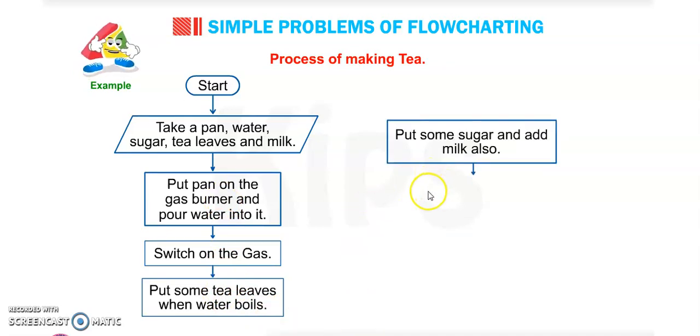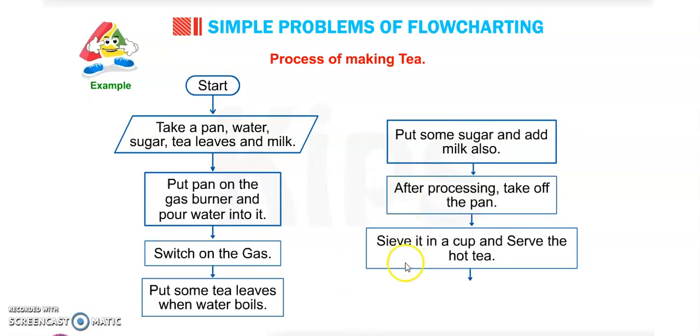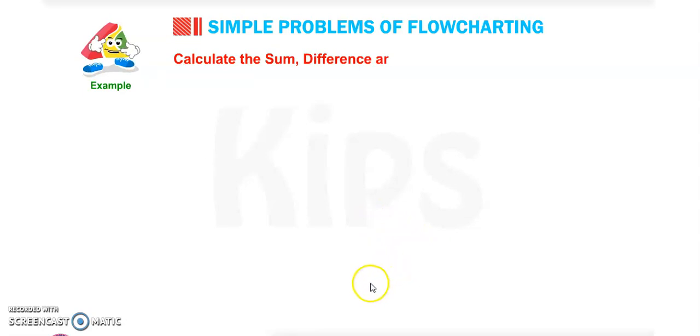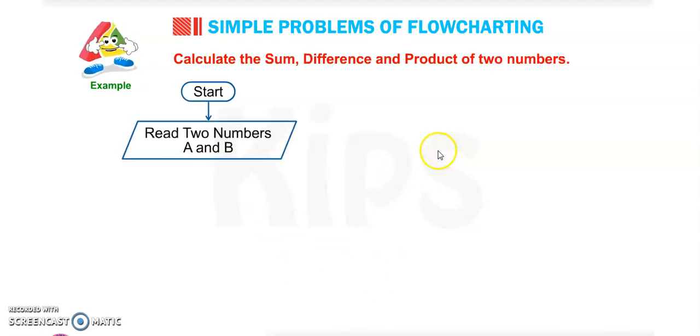After that, put some sugar and add milk also. After processing, take off the pan. This is also processing. Then sieve it in a cup and serve the hot tea. This is also processing. Now we can stop the process. So we can make tea with these steps.